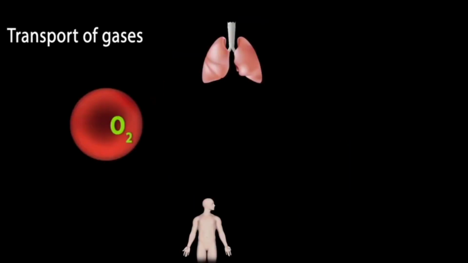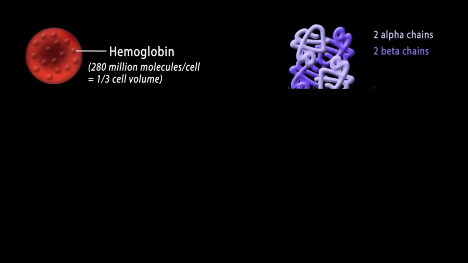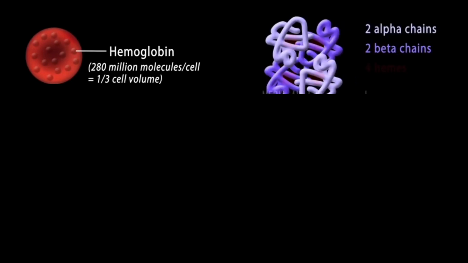Red blood cells are responsible for transport of oxygen from the lungs to the body's tissues and removal of carbon dioxide in the reverse direction. The major component of red blood cells is a protein named hemoglobin. Hemoglobin is composed of 4 polypeptide chains, each of which is bound to a red pigment molecule called heme.